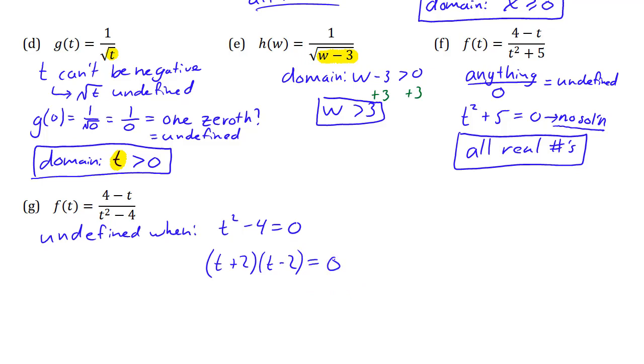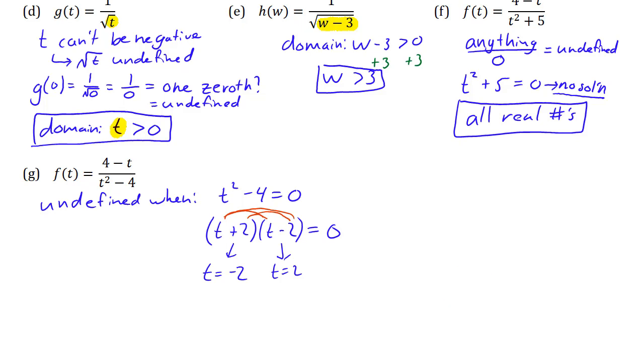And if you don't believe me, it's a good idea to pause the video at times like this and FOIL everything out, make sure it works. What t makes t plus 2 equals 0, that will give you t equals negative 2, and t equals 2 will make this one 0. So those are values of t that will make the denominator be 0, which makes the whole fraction become undefined. So any other value of t should work.